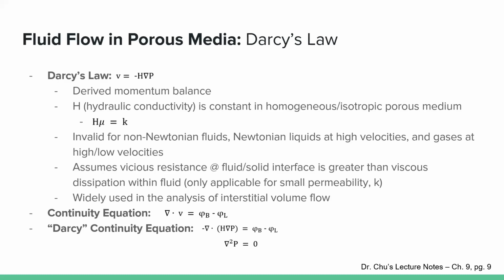It's also important to consider the continuity equation for flow moving through porous medium, because usually the continuity equation, in order to satisfy the conservation of mass, is del dot V equals 0. But for porous mediums, there are sometimes sources and sinks, and so this is accounted for in the modified continuity equation, where del dot V is equal to phi B minus phi L, where phi B is the flux of the source and phi L is the flux of the sink. By plugging Darcy's law into the modified continuity equation, you get negative del dot H del P is equal to phi B minus phi L. A special case of this is del squared P is equal to 0, which is when H is considered constant and there are no sources or sinks.